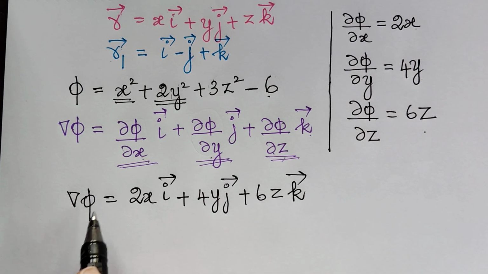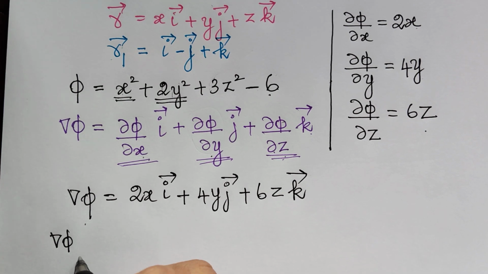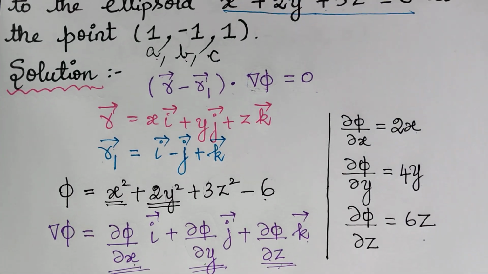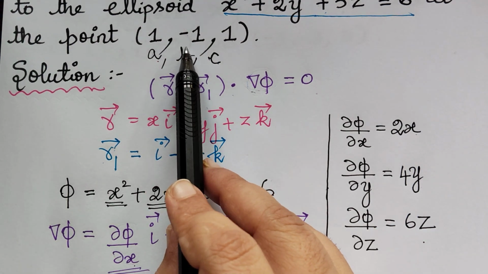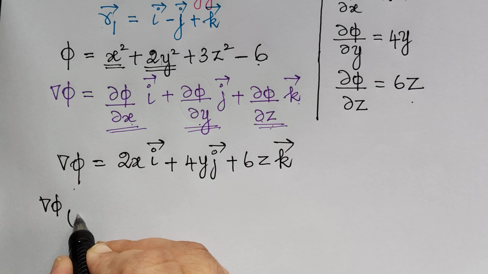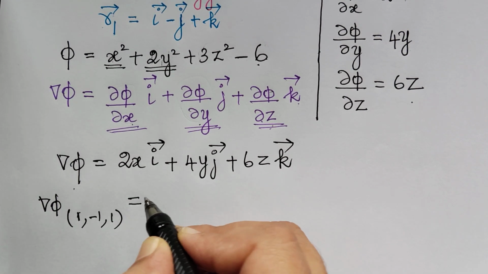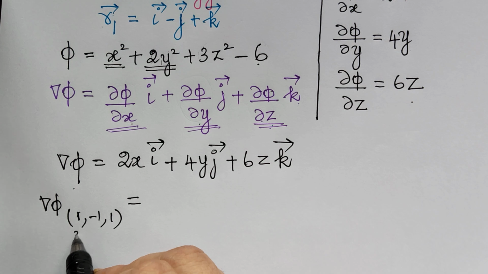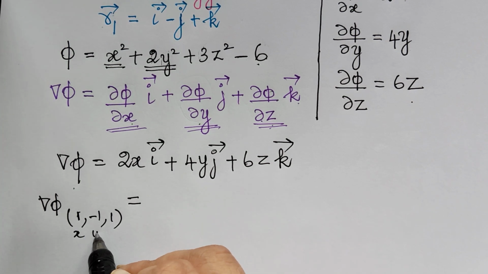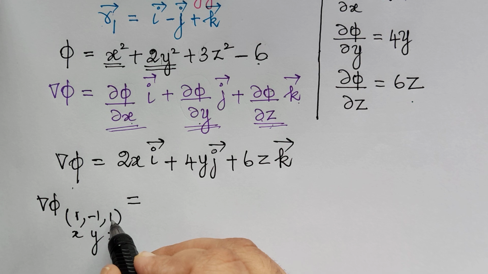Now we have to find nabla phi at the given point. So nabla phi, what is the given point? The given point is (1, -1, 1). So at that point we have to find it. So (1, -1, 1), and so that will be equal to, at the place of x we have to substitute 1, at the place of y we have to substitute -1, and at the place of z we have to put 1.